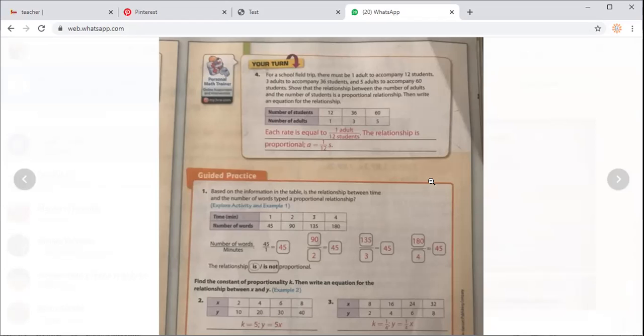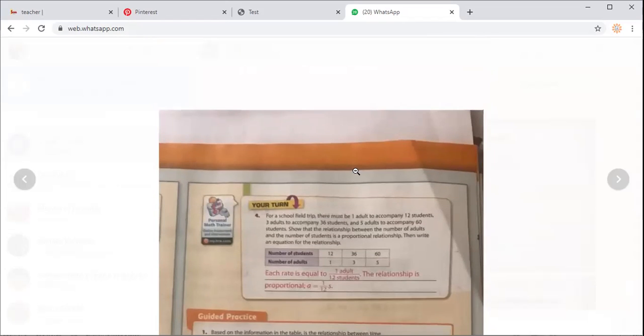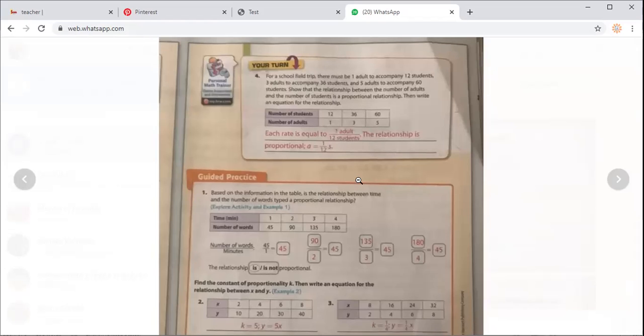When we have a constant value, we can denote it by what? K. We can denote it by K. So we have a constant value in this question, which is K. After that, I want to form an equation.